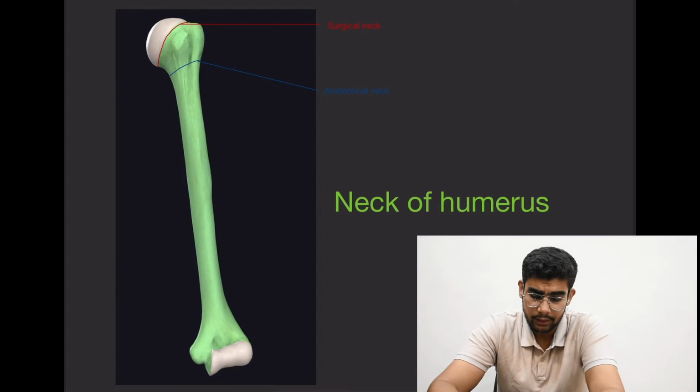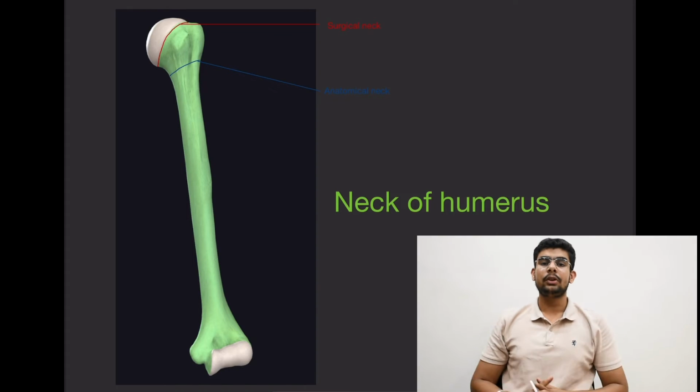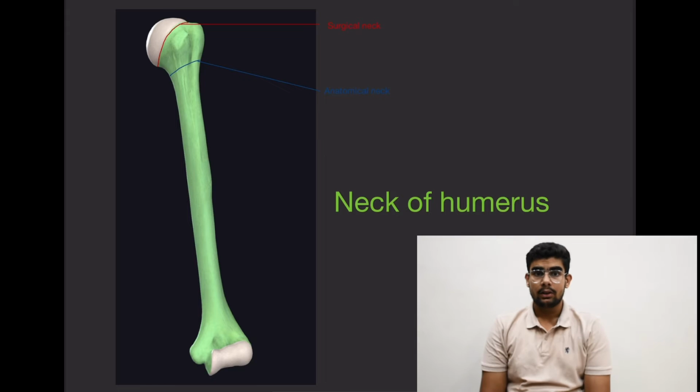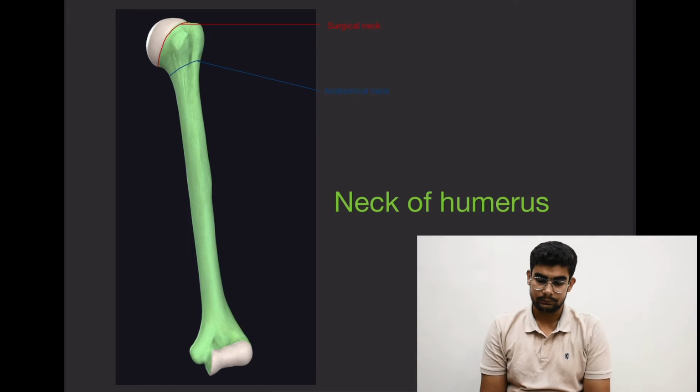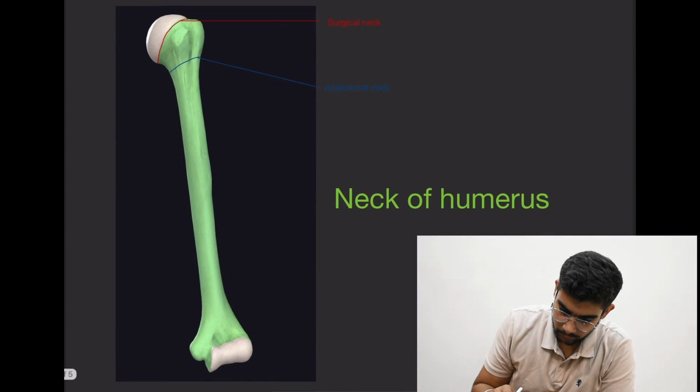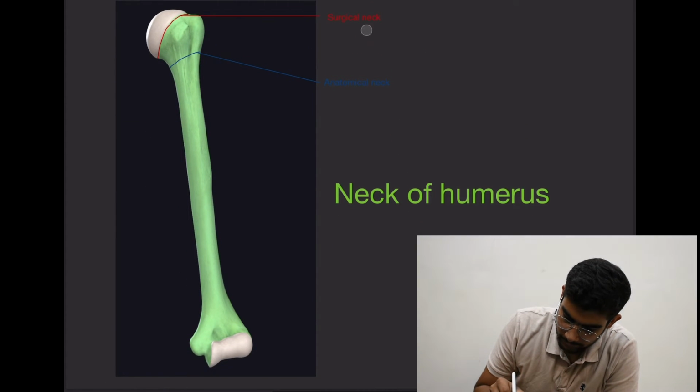Now we will concentrate on the neck of the humerus. The humerus consists of two necks, the surgical neck and the anatomical neck. The surgical neck is the place of the humerus where most of the fractures occur, and it is very important from a clinical point of view. The anatomical neck is marked here in blue and the surgical neck is marked here in red, as seen.